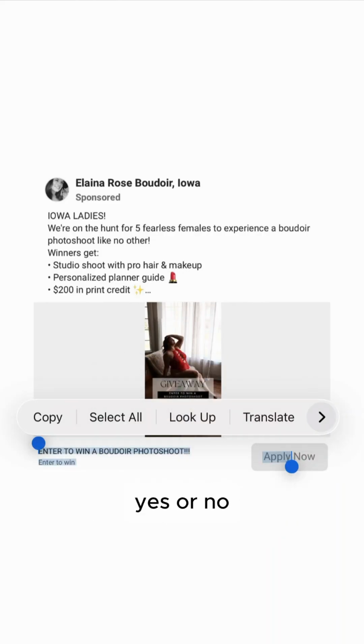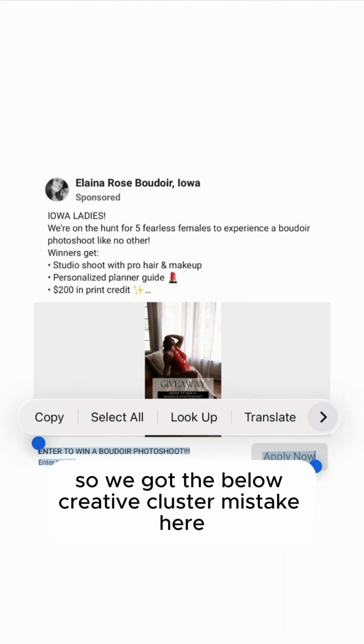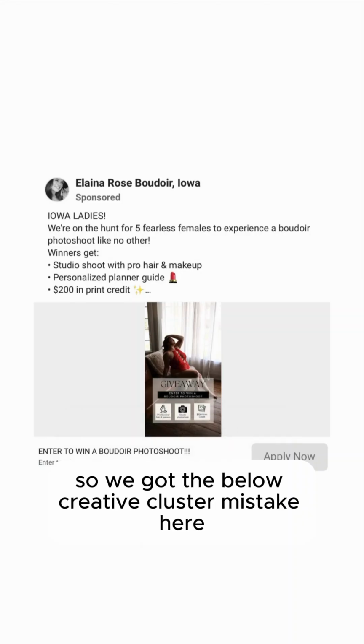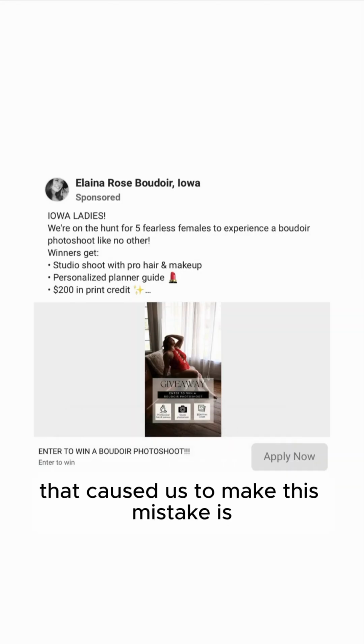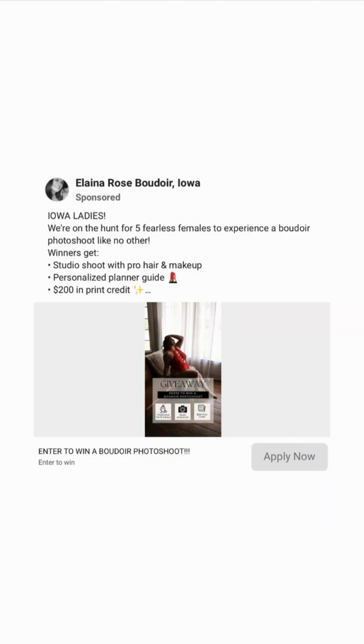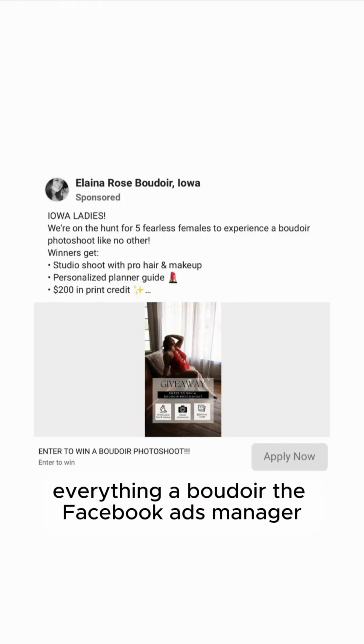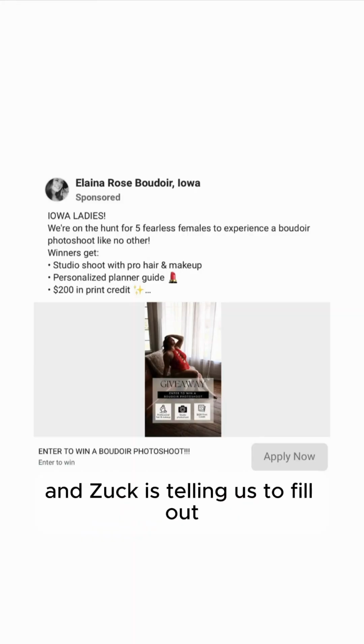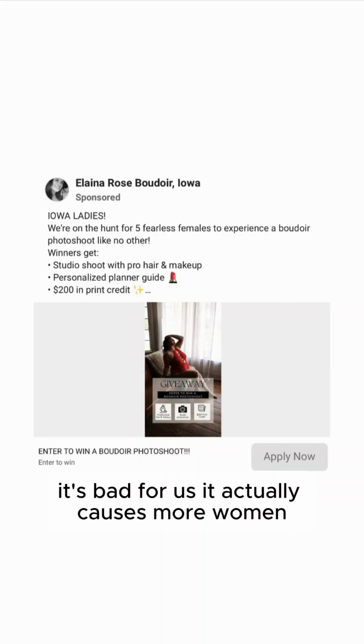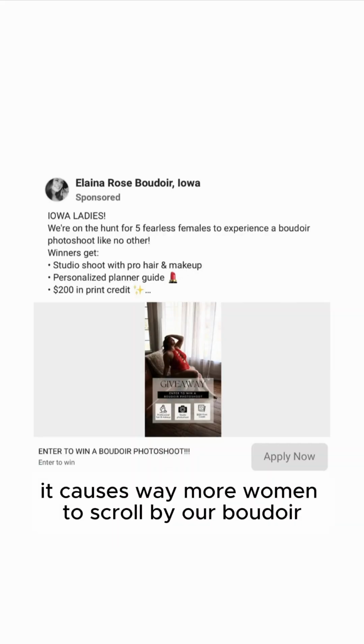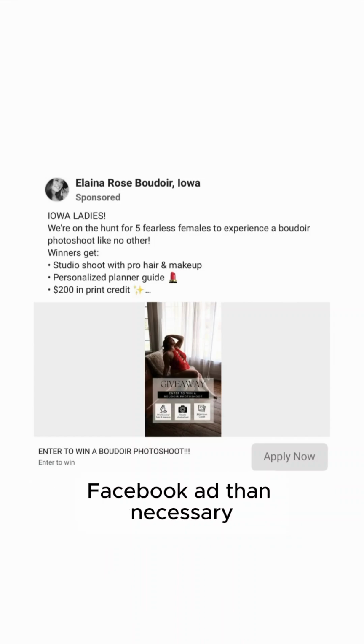So now, getting back to this, we're going to diagnose to see if we believe it has BLCS, yes or no. So we've got the below creative cluster mistake here. The false belief that caused us to make this mistake is that we're filling out everything in the Boudoir Facebook Ads Manager that Zuck is telling us to fill out. But that's good for Facebook. It's bad for us. It causes way more women to scroll by our Boudoir Facebook ad than necessary.